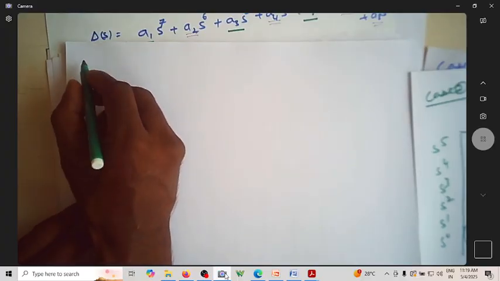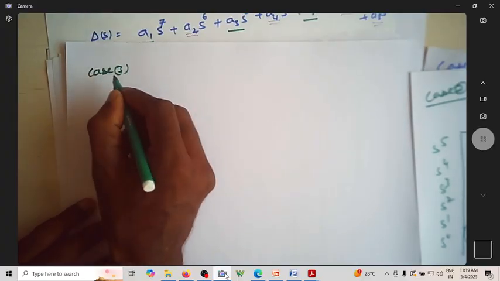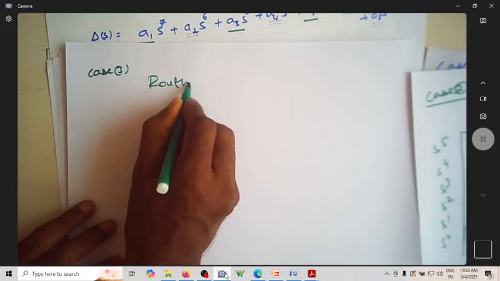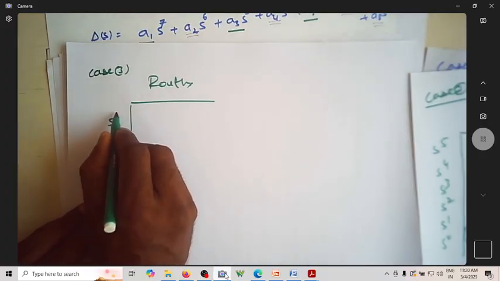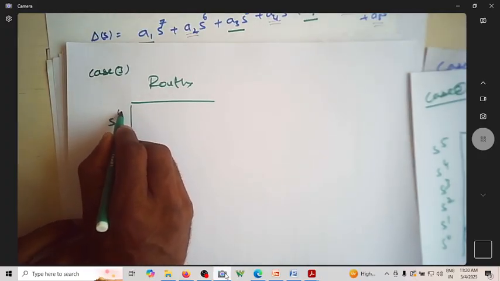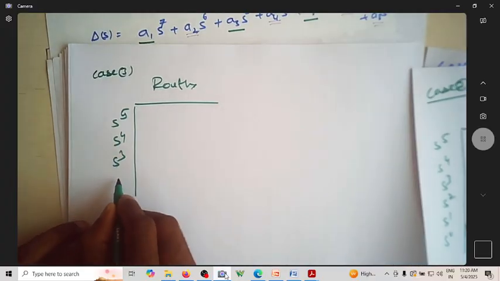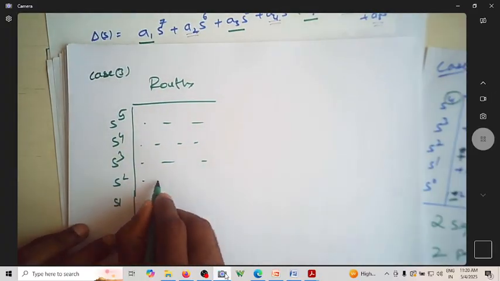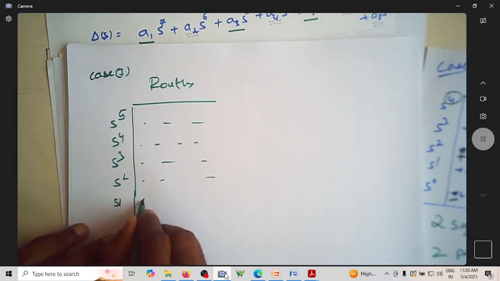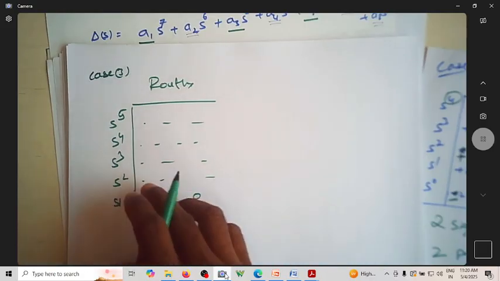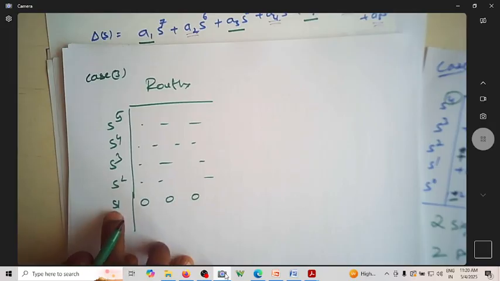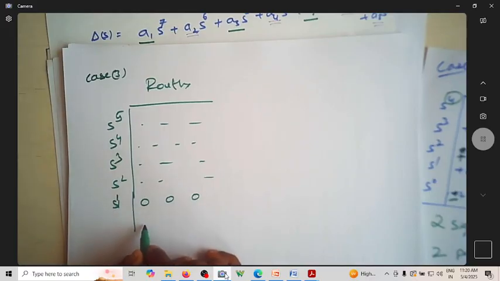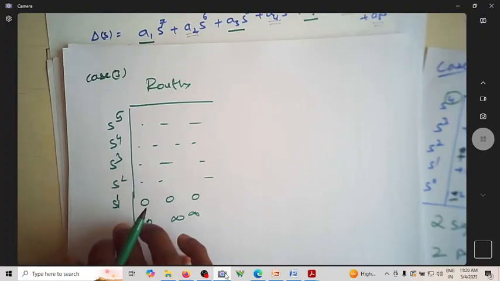So in the third case of Routh's array, assume that this is the Routh's array. We have s^5, s^4, s^3, and then s^2, s^1. You have so many elements of the Routh's array. Assume that a particular row becomes all 0 upon writing the elements. Assume that this s^1 row becomes 0 0 0. So when it is 0 0 0, you cannot continue the subsequent elements because this will become infinity, infinity, infinity. Then you cannot do this.